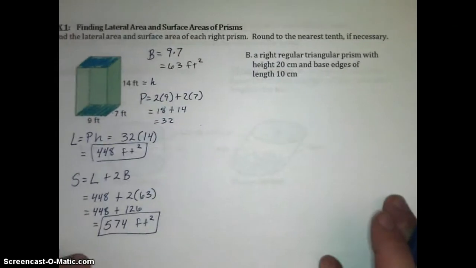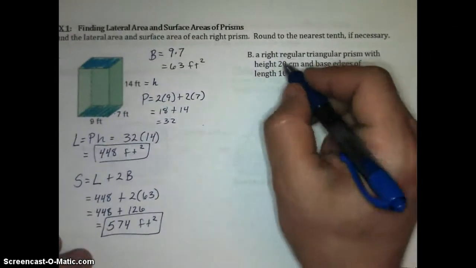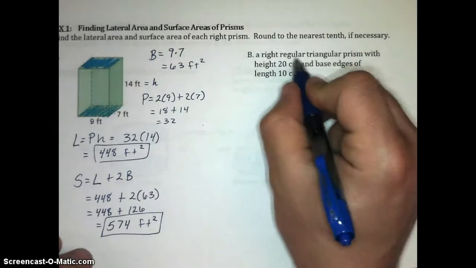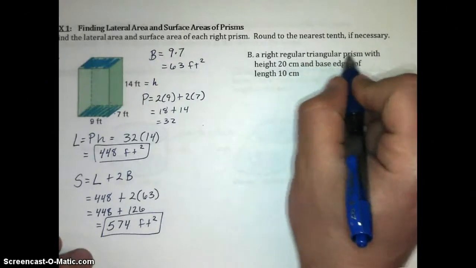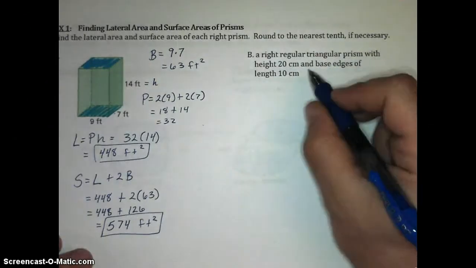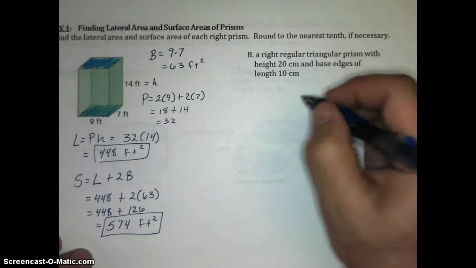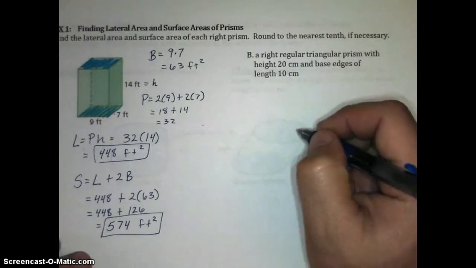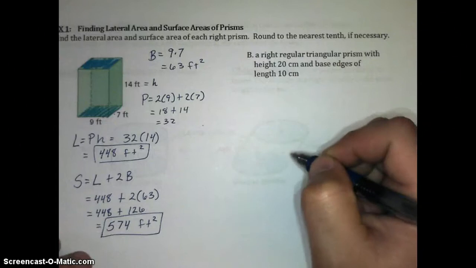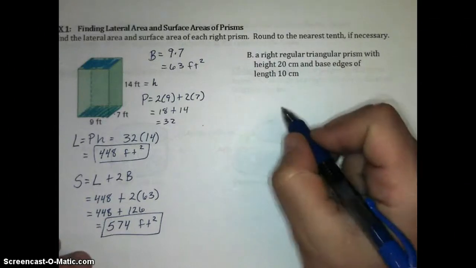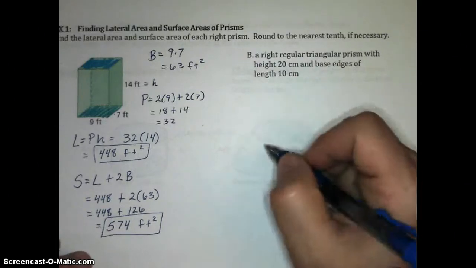All right, let's take a look at example 1b. We want to find the surface area and lateral area of a right regular triangular prism with a height of 20 centimeters and base edges of length 10 centimeters. So we would really benefit from seeing what this looks like in three-dimensional form. So in just a moment you will see a picture that goes along with this.